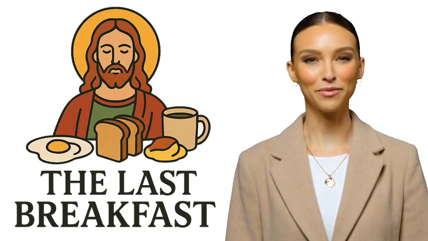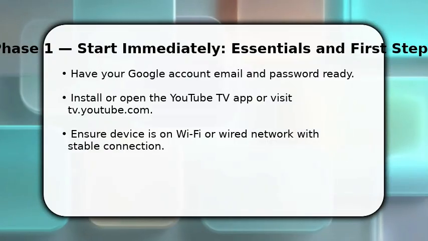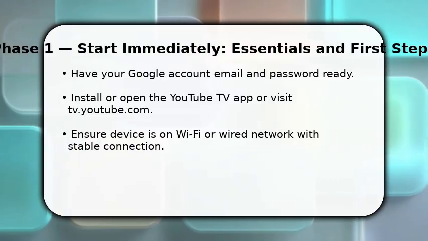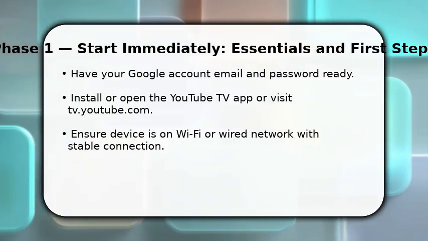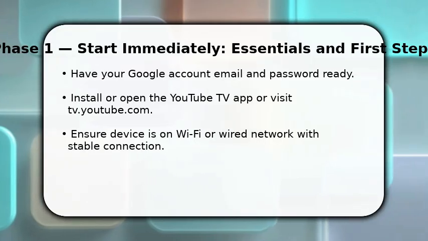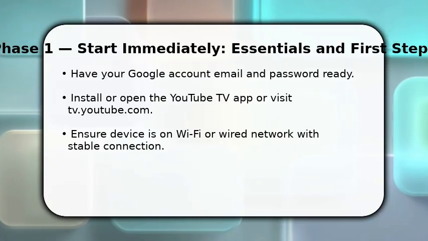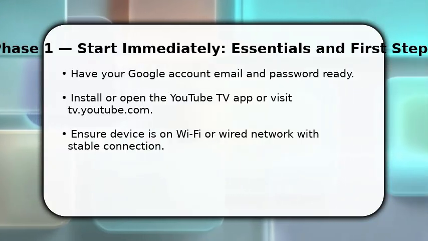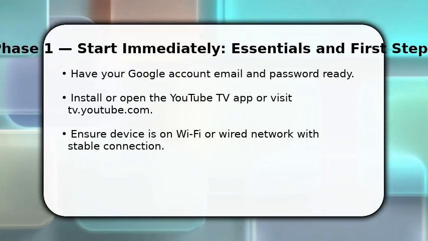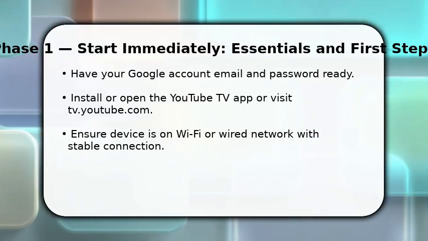Please enjoy the video. You start by getting your essentials ready, your Google account credentials, and a device connected to the internet. Open the YouTube TV app or go to the website. This is where you begin signing in. If you're on a TV, use the remote to navigate to sign in. On a phone or computer, tap Sign In at the top right.